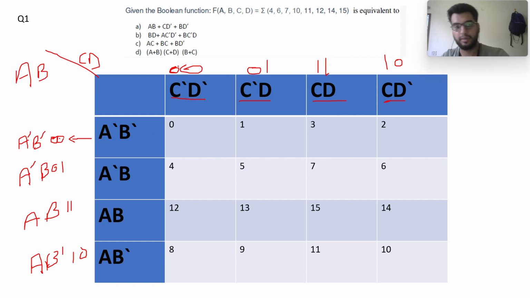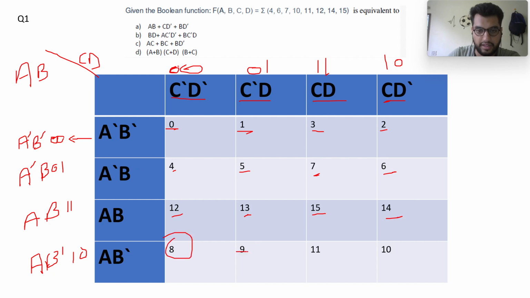And then the corresponding minterms are: 0 0 0 0, so it's 0; 0 0 0 1, it's 1; 0 0 1 1, it's 3; and 0 0 1 0, it's 2. Similarly 4, 5, 7 and 6, and then we have 1 1 0 0, that's 8 plus 4, 12, 13, 14, and 15, and then we have 8, 9, 11 and 10. So the function is equal to summation of minterms 4, 6, 7, 10, 11. Whichever is the given minterm, we write 1 in that box.